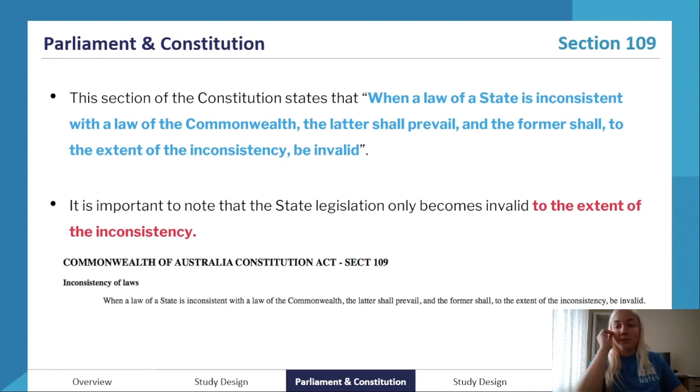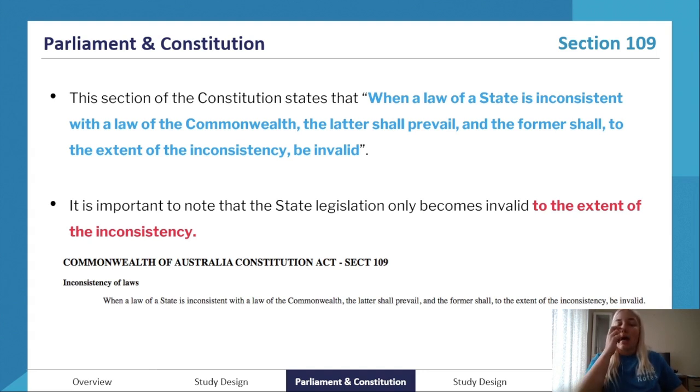Section 109 explains what occurs if, under concurrent powers, a state law and a Commonwealth law contradict each other. So the actual section of the Constitution explains exactly what's going to happen. When a law of a state is inconsistent with a law of the Commonwealth, so they are clashing, the latter shall prevail, and the former shall, to the extent of the inconsistency, be invalid.